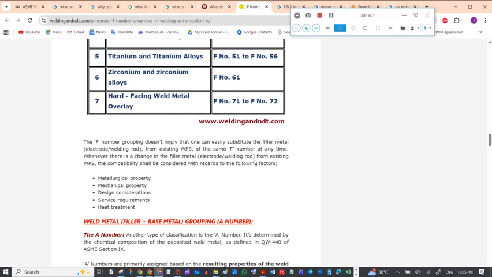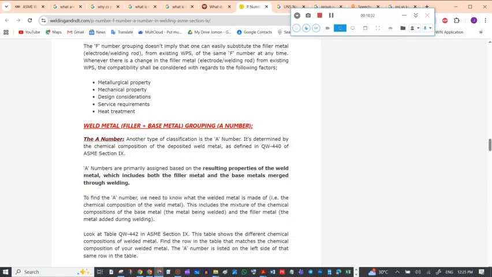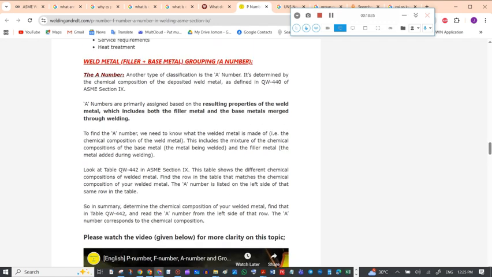Whenever there is a change in the filler material from the existing WPS, compatibility must be considered with regard to factors like metallurgical property, mechanical property, design, service, heat treatment, etc. Now the A number, that is a filler plus base grouping. It is for the weld composite material. It is another type of classification, the A number, which determines the chemical composition of the deposited weld material. This chemical composition determines the A number.